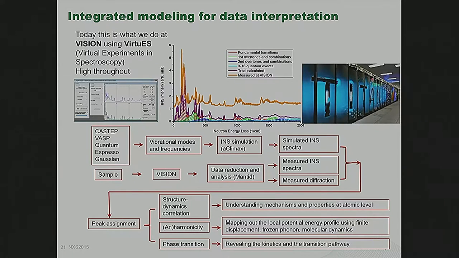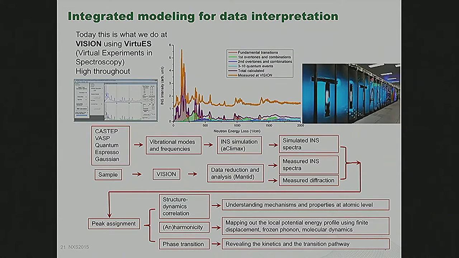And the methodology that we use to get the interpretation of the data is you take any calculation that you like, either the ones that you can do or the ones that some people in the team can help you do, and you calculate your vibrational modes and frequencies. With the frequencies and the modes, you get the simulation using the software that I mentioned before. That essentially gives you your simulated inelastic neutron scattering spectra. On the other hand, you have your sample, hopefully. You put it into VISION, you reduce the data, analyze it, and then you have an inelastic spectrum, and also you get the diffraction.